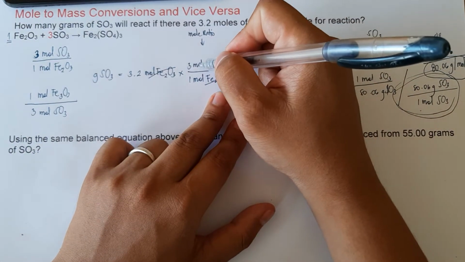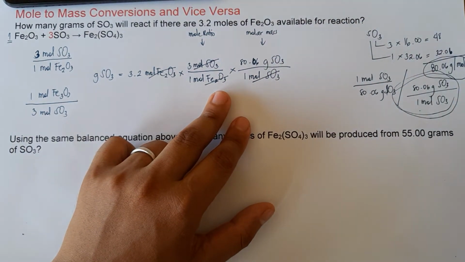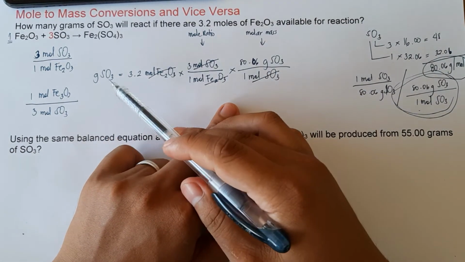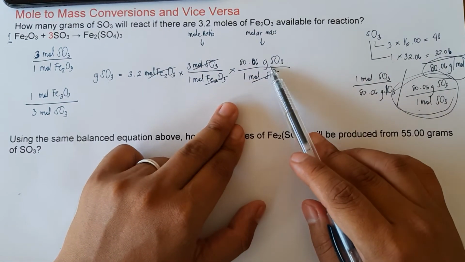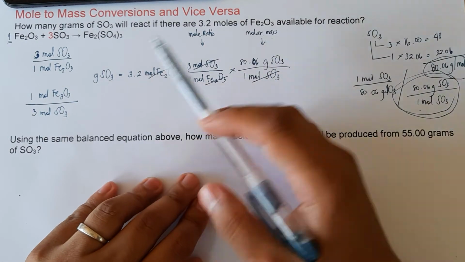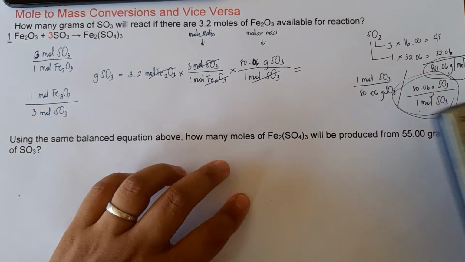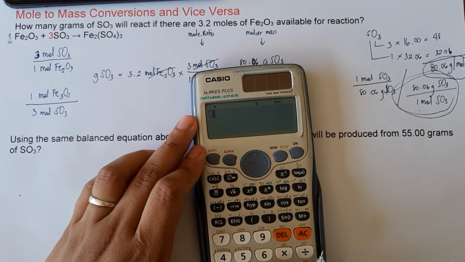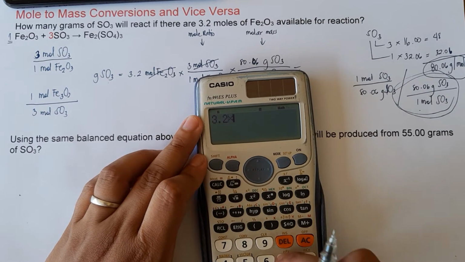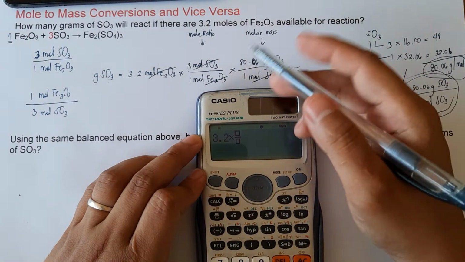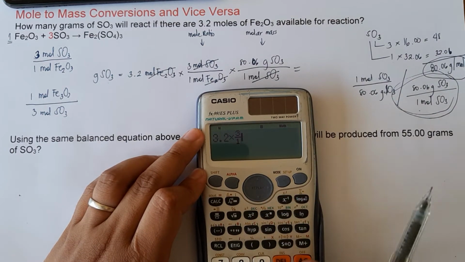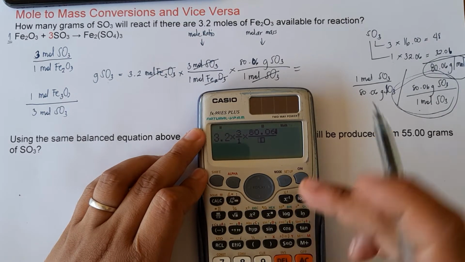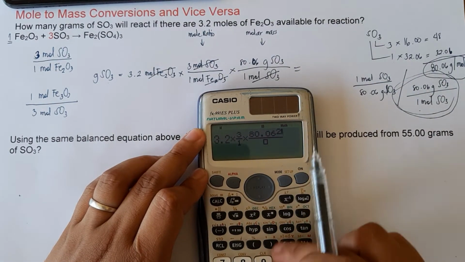So, we can now cancel mole of sulfur trioxide. Now, ang matitirang unit natin is gram of sulfur trioxide, which is yun yung ating hinahanap. Yan, gram of sulfur trioxide. We can now proceed to isolve na natin siya. So, our given here is 3.2 moles times 3 over 1, times 80.06 over 1.